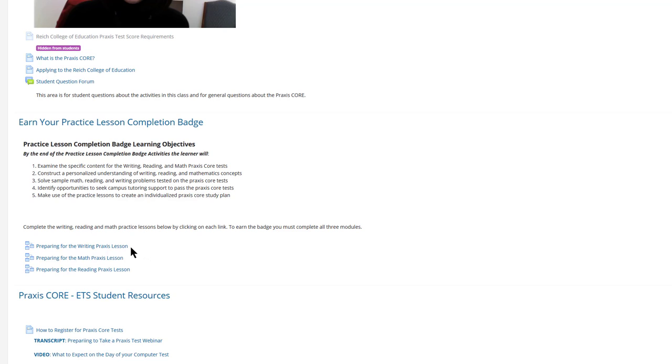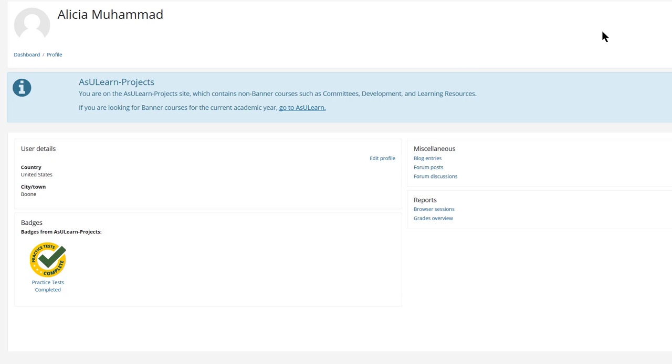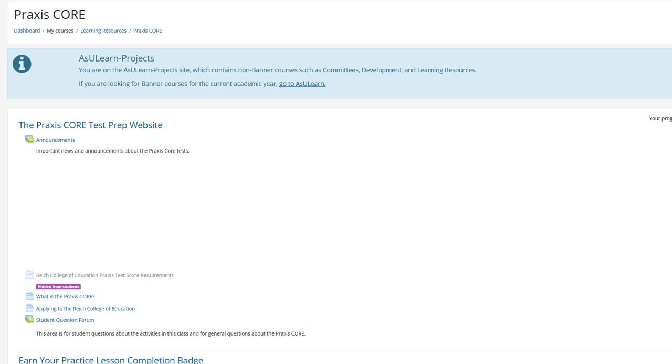So these 3 lessons need to be completed first. They're the most important aspect of this site. And when you go to get consultation, you should already have these 3 completed and your badge earned. Your completion badge will show up in your profile page, which will look like this here. It will show that you have completed the ASULearn 3 lessons. Alright, so let's go back to the site.